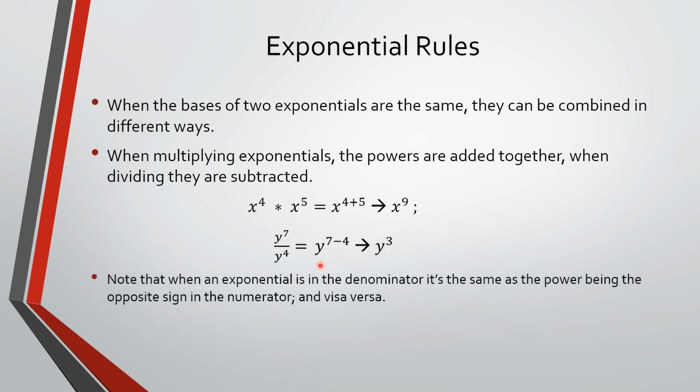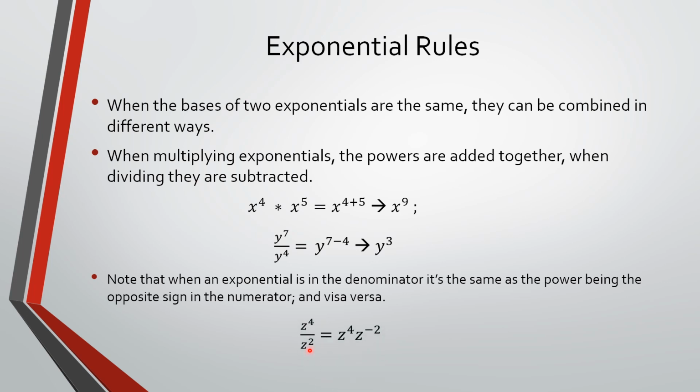Note that when the exponential is in the denominator, it's the same as the power being the opposite sign in the numerator, and vice versa. We'll explore that again in a couple slides here, but this y to the 4 would be like adding a negative 4. So if we were just doing this, it would be like adding a negative 4, which is just like subtracting 4. So we'll explore that again, like I said.